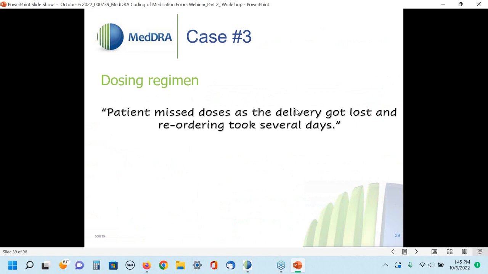Patient missed doses as the delivery got lost and reordering took several days. The first thing that I notice here is that the patient did miss medication. But when I start trying to figure out why this happened, it looks like this was not within the patient's control. The delivery of medication, wherever it was coming from, got lost. As a result, they missed doses of drug, and it took several days for the drug to be reordered, presumably then for the patient to have access to it.